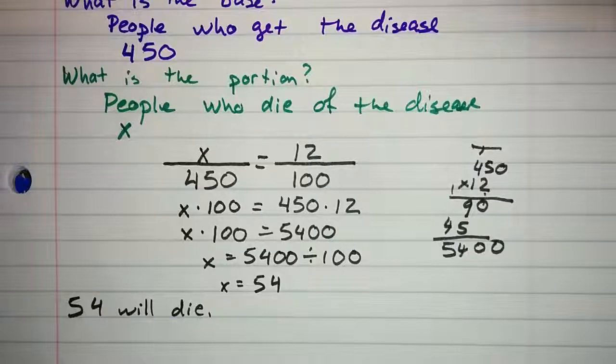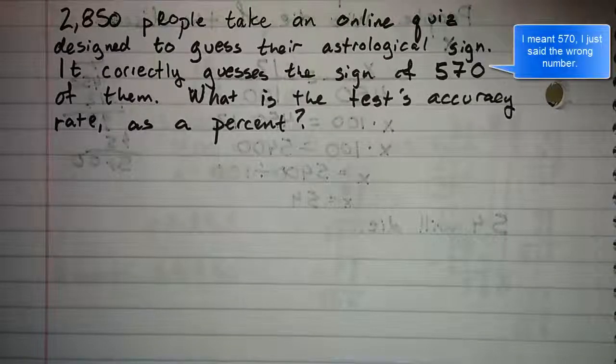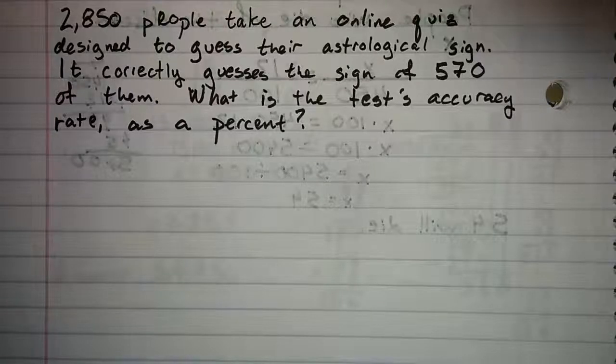Let me give you one of these to try. Suppose that 2,850 people take an online quiz designed to guess their astrological sign. And the test correctly guesses the sign for 750 of them. What is the test's accuracy rate given as a percent? Remember, first you need to decide what the base is and what the portion is. Pause the video and try this now.